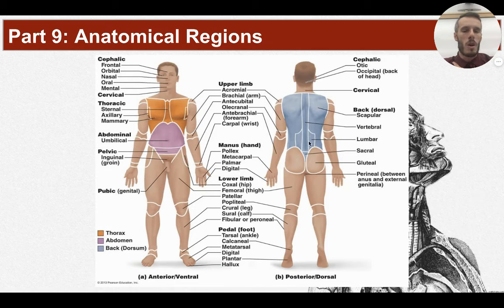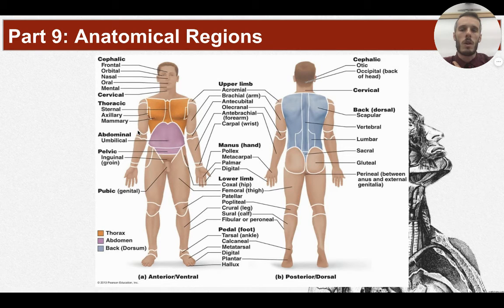Lumbar is your lower, your lower lateral portion of your back, outside of the vertebral area. Sacral is below the vertebral area where your sacrum is. Gluteal, for the lack of a better word, is your butt. And then perineal is going to be the region between the anus and the external genitalia.